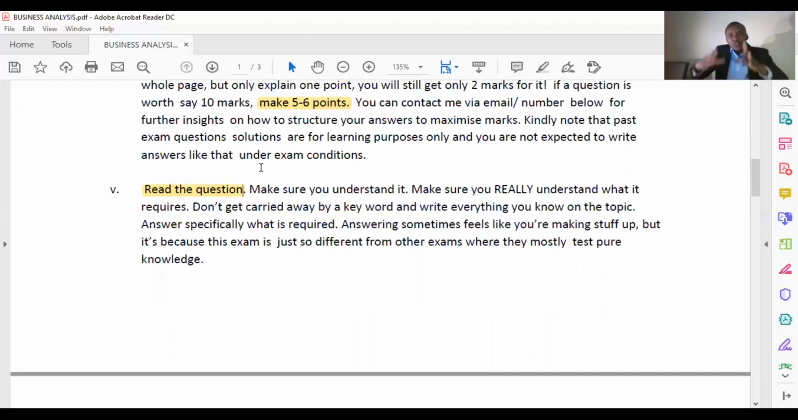Don't bring in what you want to answer to make your answer look whatever you want it to look like. No, be specific. This is a strategic paper. You must be specific to a specific problem.